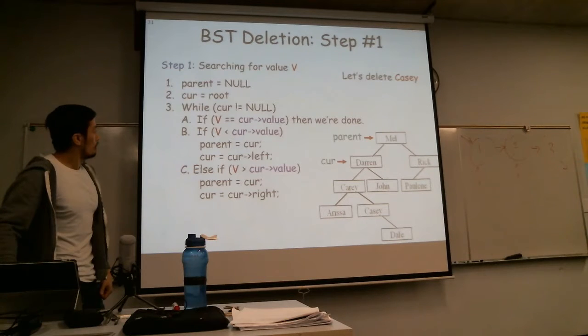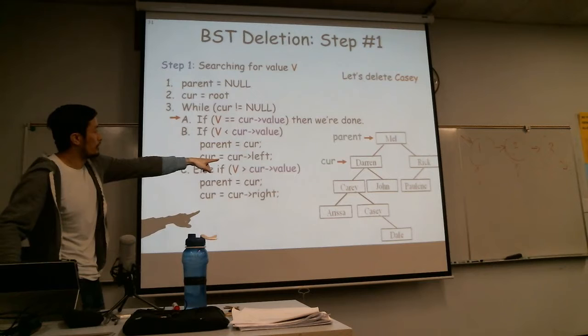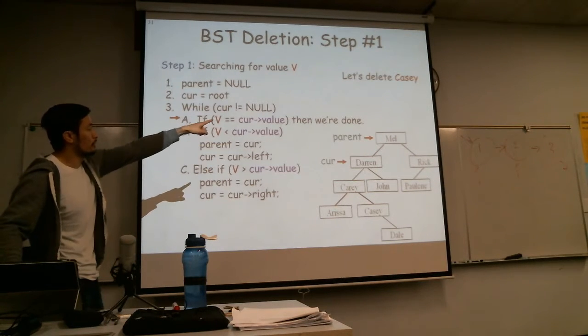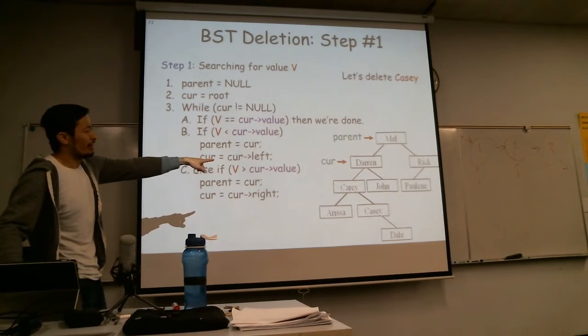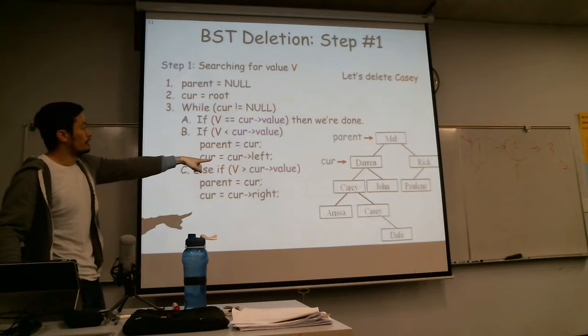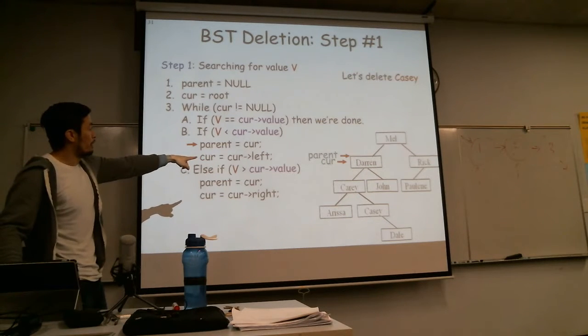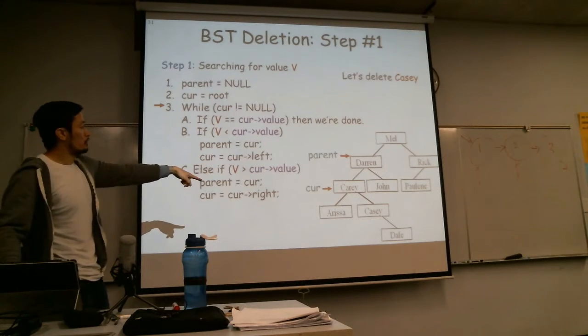And so is cur, which is pointing to Darren, the same thing as Mel? Or, no, I'm sorry, Casey. No. Is Casey less than Darren? Yes. CD, yeah, so CD. And so we move parent up 1, we move cur which direction? To the left. Boom.